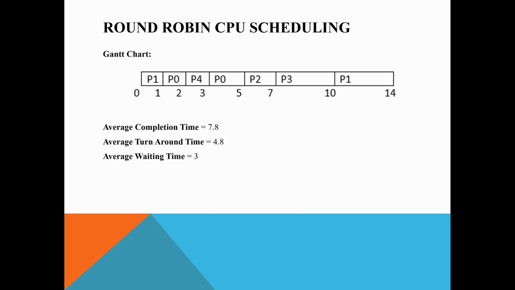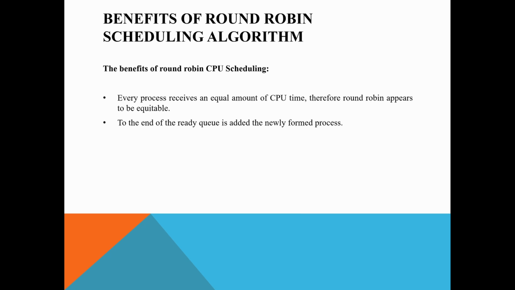Okay. So previously we saw the formula for completion time, turnaround time, and waiting time. These are calculated using the formulas. Then the main benefits of round robin scheduling algorithm: every process receives an equal amount of CPU time. Therefore, round robin appears to be equitable, because this is the main need. Every process must have an equal amount of CPU time. The newly formed process is added to the end of the ready queue. So here the CPU will never be idle and all processes get an equal chance to be executed.